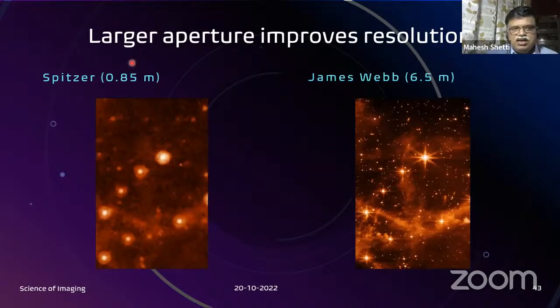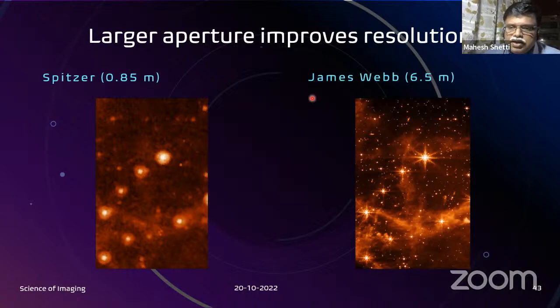This is the picture of the same area by the Spitzer Space Telescope, which had an aperture of 0.85 meter, an infrared image, and the James Webb Space Telescope, which is about 7 times larger, with a 6.5 meter aperture. And you see, look at the dot size. It is not only collecting more light, but it is also making each image very sharp. When the Airy disk becomes small, the images really become sharper.